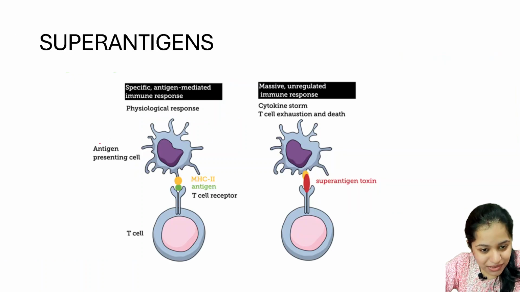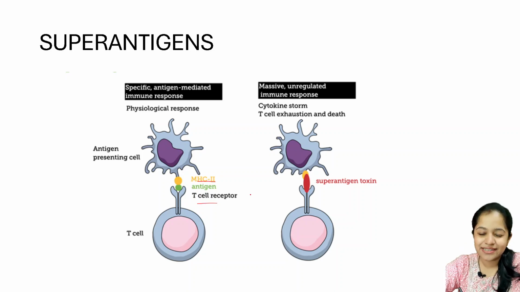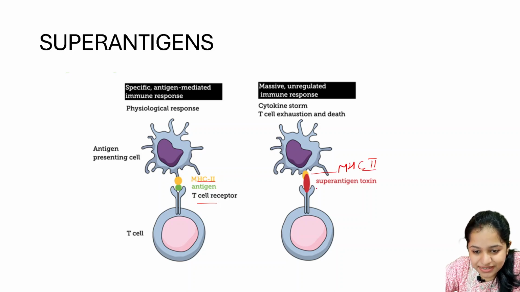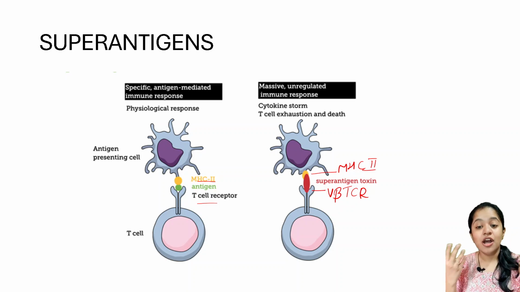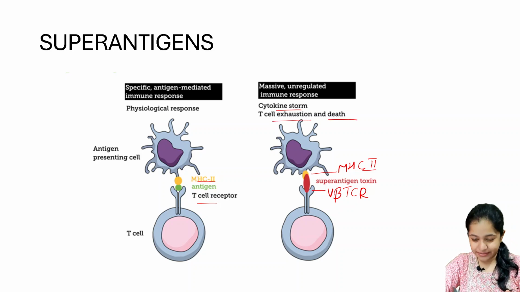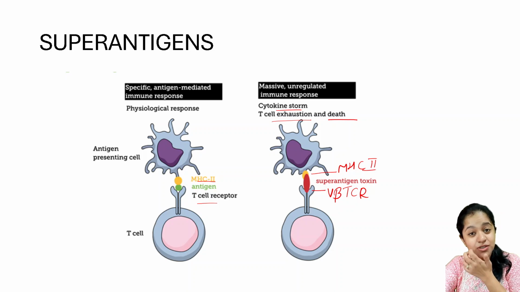So, normally what happens? The antigen presenting cell presents antigen along with MHC2 to the T cell receptor. This is your rule follower, the T dependent antigen. But your supervillain, your super antigen, what will it do? It will bridge this MHC2 on the antigen presenting cell and the variable beta region of this T cell receptor. It bridges them, hacks the system. Clear? Causing cytokine storm, T cell exhaustion and death. Clear? Now, this cytokine storm leads to various diseases.